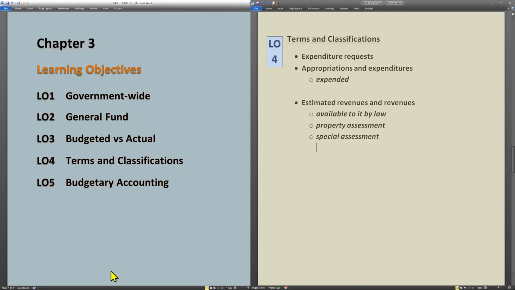The classification of estimated revenues. Government may only raise revenues from sources available to it by law. So that's important. Government can't just go anywhere and get resources, like a corporation can go anywhere and take out a loan. It can issue bonds. It can sell stock. Government can only get resources by those that it's been allowed to by law, that are available to it by law. So they really have a few.